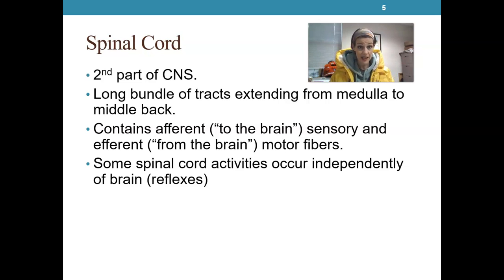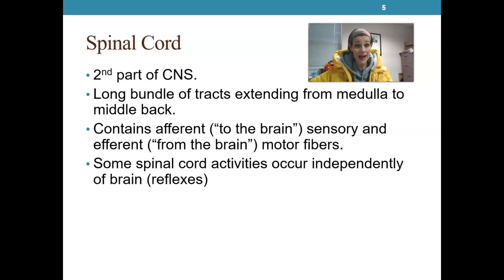These contain different types of fibers. So we have what are called afferent fibers that are going to send information to the brain. Afferent means towards the brain. That's going to be our sensory fibers. They take information from our skin and send that information to the brain.